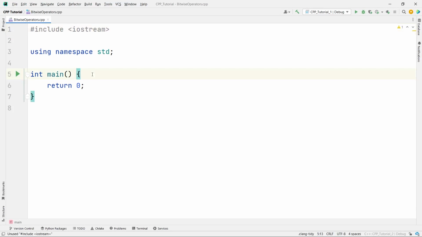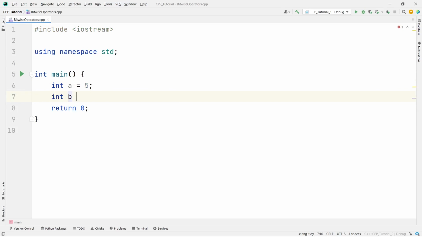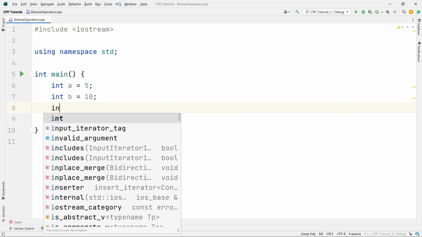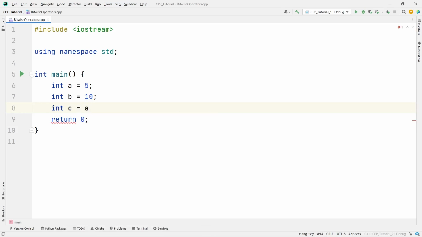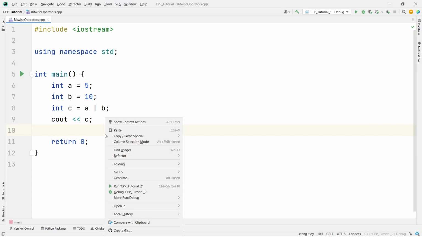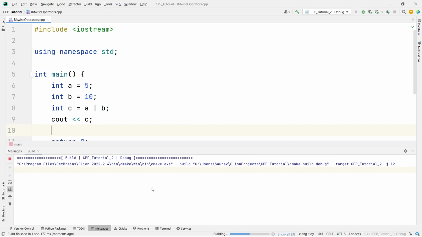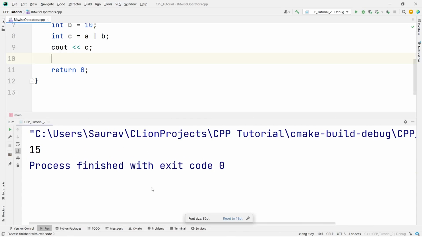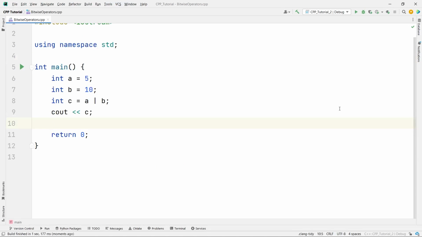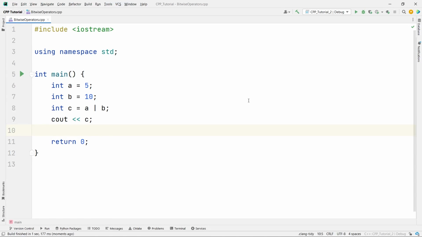Now I will take int A is equal to 5, int B is equal to 10, and int C is equal to A bitwise OR B. Then I will simply say cout C. As we saw in the example, we should get 15 as the answer. Let us run this and check. Yes, guys, you can see. So I hope you have understood that for bitwise OR, whenever at least one of the inputs is 1 or high, the output is high.